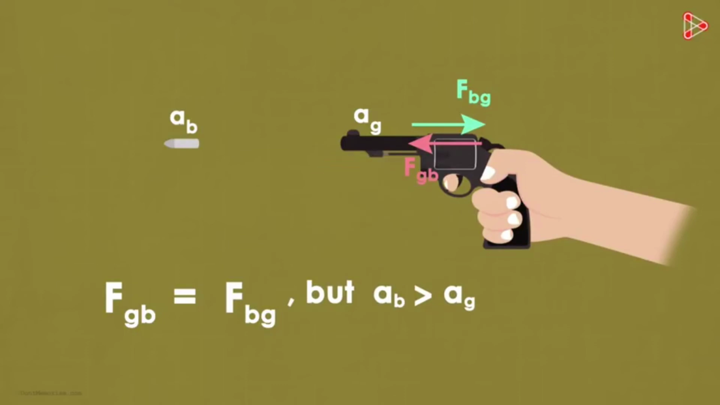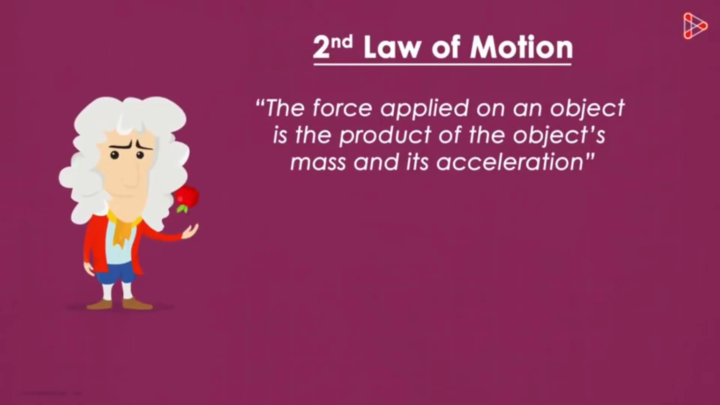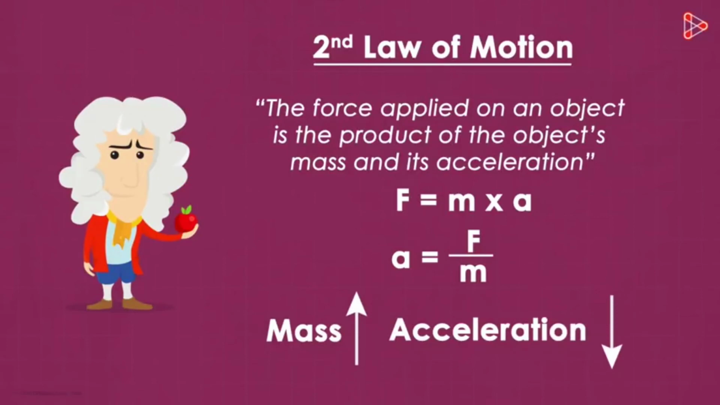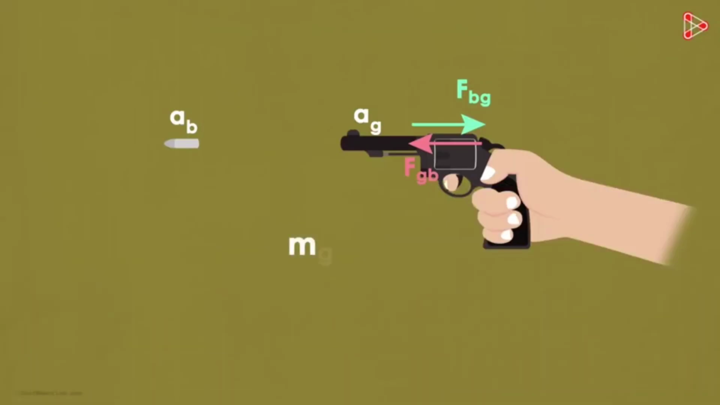Okay, so if your concept of the second law of motion was clear, you wouldn't really be surprised by this. The second law of motion says that the force is the product of the object's mass and acceleration. Or the acceleration of the object is equal to the force over its mass. What does this tell us? Yes, if the mass is more, then the acceleration will be less. In this example, the mass of the gun is much more than that of the bullet. Hence, the acceleration of the rifle is lesser than that of the bullet.